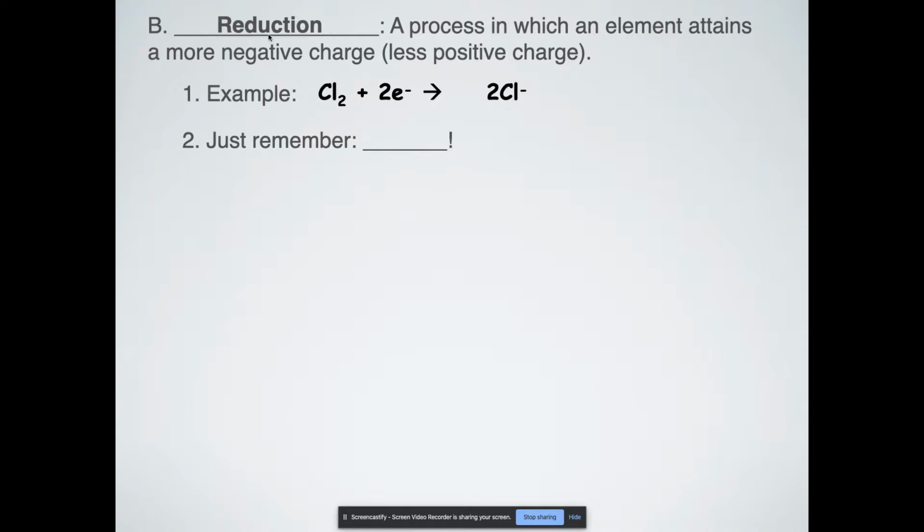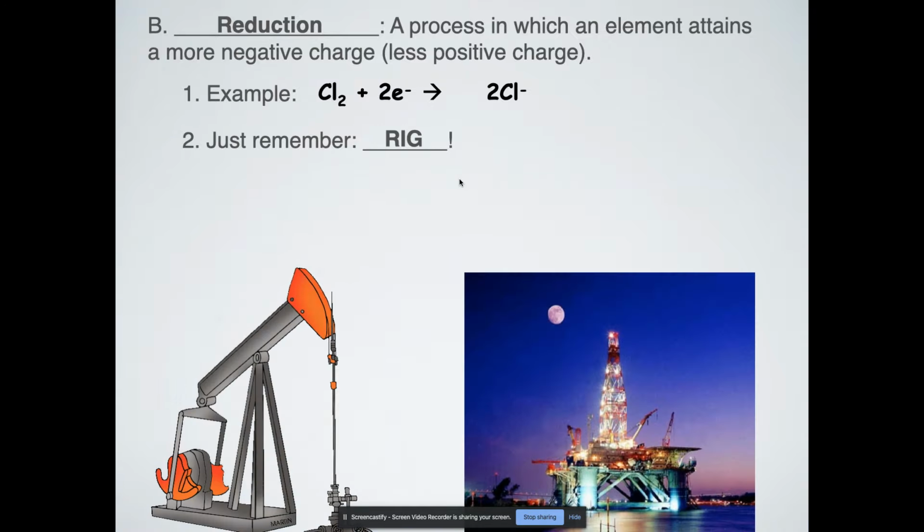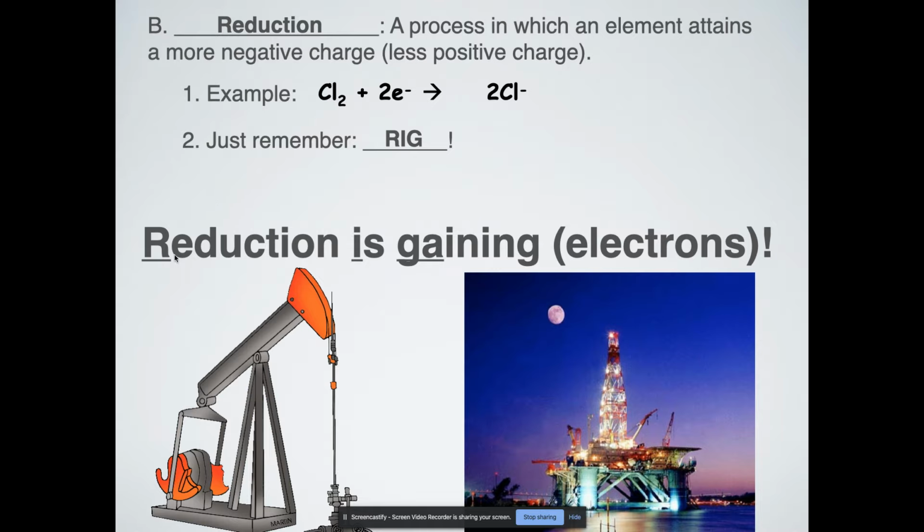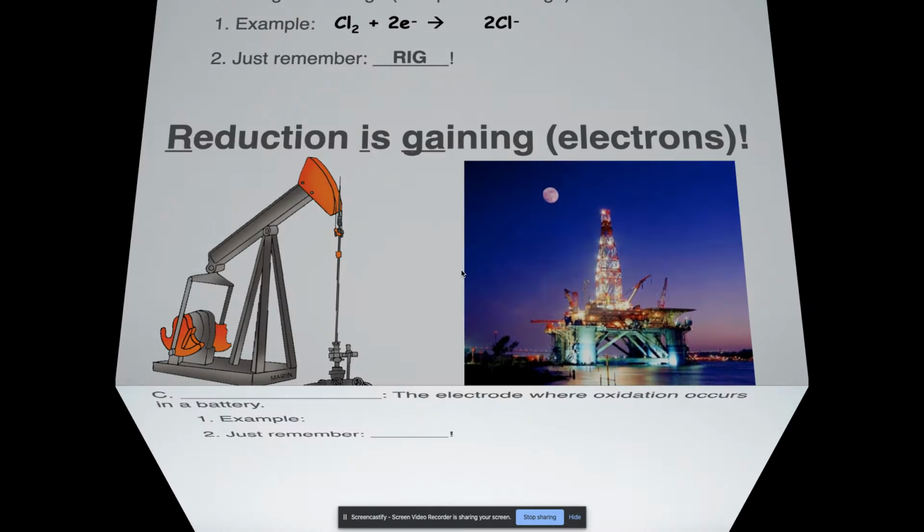Now, how are we going to remember that? The way that we remember that is with the word rig. So in reality, the big acronym would be OIL RIG. You know what an oil rig looks like? The RIG part stands for reduction is gaining electrons. So we have OIL, oxidation is losing, and then we have RIG, reduction is gaining.